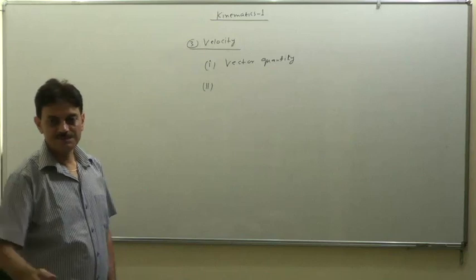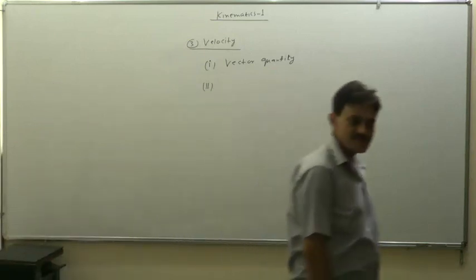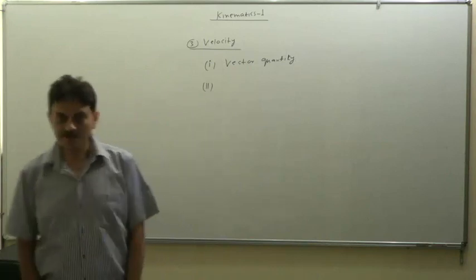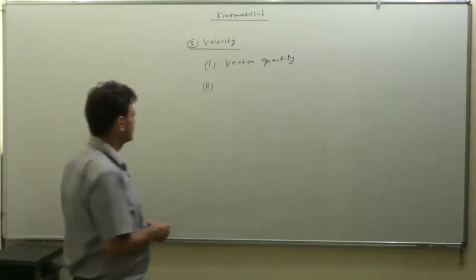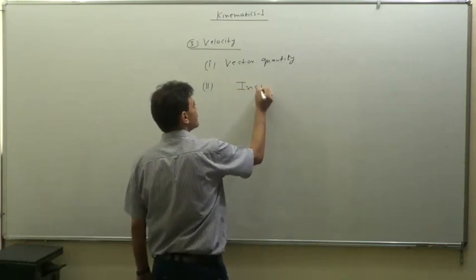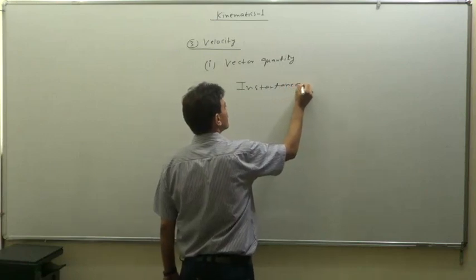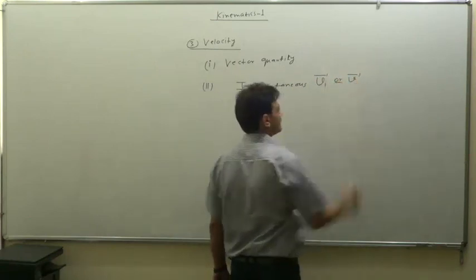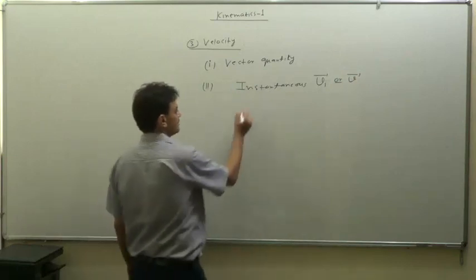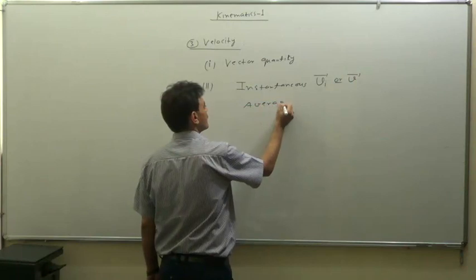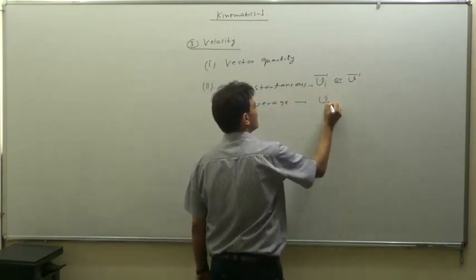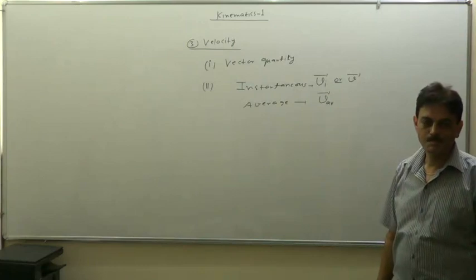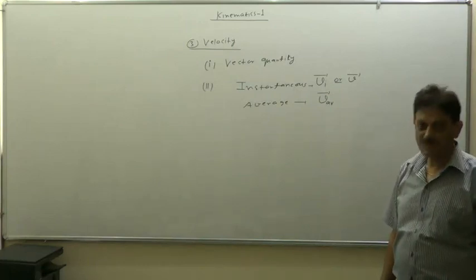Now come to the second point. Velocity is again of two types. One is instantaneous velocity, V instantaneous or V, and the other is average velocity, V average. Right? Note down. Now come to the third point.